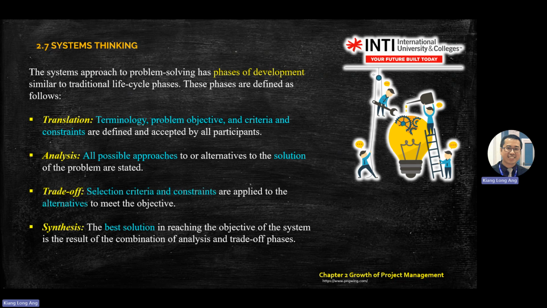Okay, so there are phases of development in problem solving. This is under systems thinking. The phases of development are translation, analysis, trade-off, and synthesis. Translation means you make sure that everyone in the team understands what we are solving now, or what we are doing now. Translation is more about getting everyone on the same page, all participants.